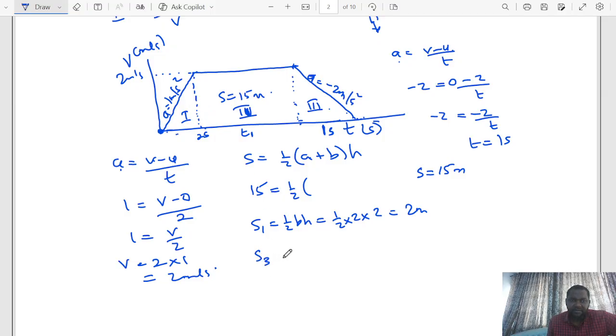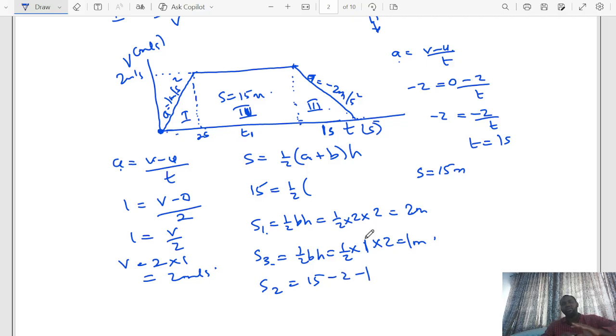Now we can also easily find S3. We don't know this yet, so S3 is also the same formula, half times base times height. That means half times the base, which is 1 second, right? Because that's the distance covered here. Then multiplied by the height, 2, so this is going to give me 1 meter. You see? So if S1 and S3 are 2 meters and 1 meter, it means that S2, the remaining distance, will be 15 minus 2 minus 1, because the total distance traveled is 15. So 15 minus 2 is 13, 13 minus 1 is 12. So the answer is 12 meters. So that means the distance for this constant velocity is 12 meters.